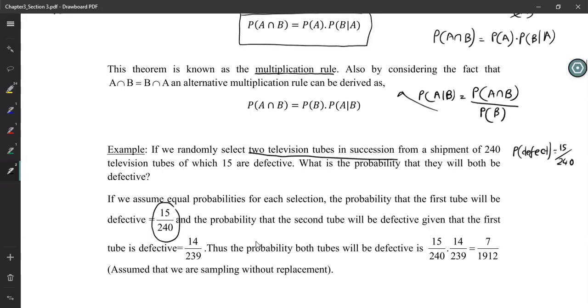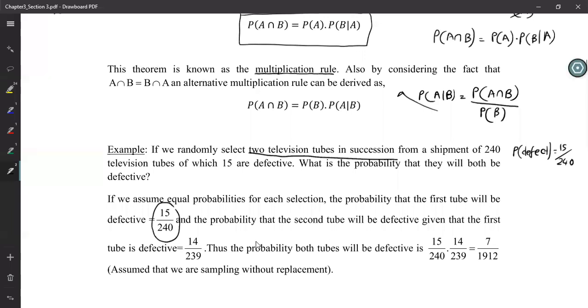When you are going to pick the next one, now what happened to the sample? Do you have all 240? No, because you already picked one. So you have only 239 inside the shipment. Okay, and you pick one. What is the probability that it is a defect, knowing that the first is also a defect?